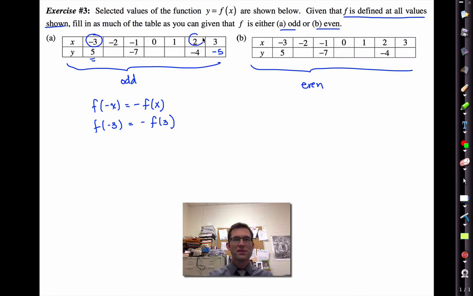Well, how about this? We've got f of 2 equal to negative 4, so f of negative 2 must be positive 4. Let's see, f of negative 1 is negative 7, so f of 1 must be positive 7. Now, f of 0, that's a tricky one. We'll come back to that one in a second. Let's leave it alone for a second.